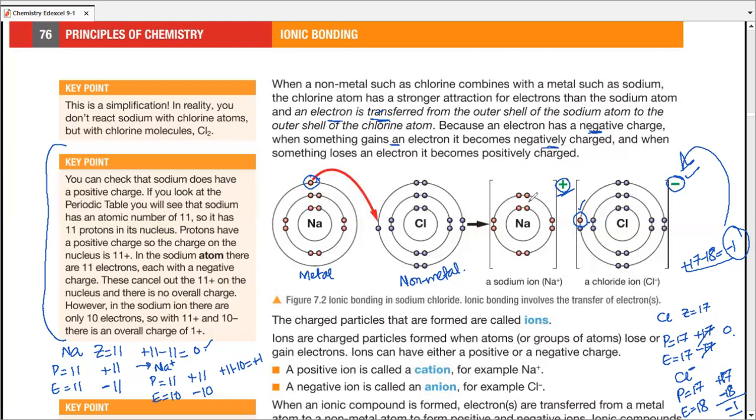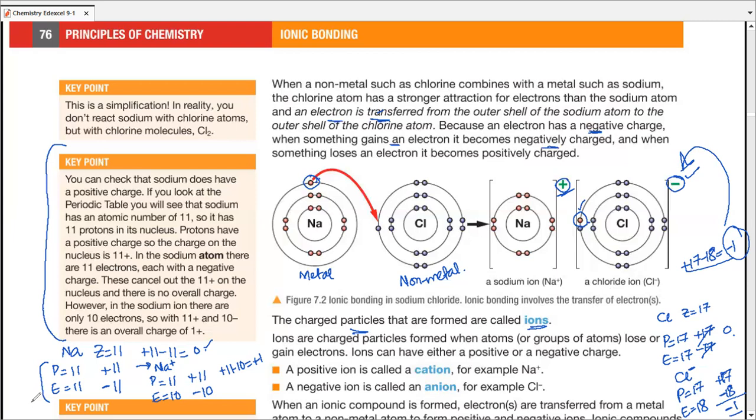All right. So the charged particles are then called ions. We don't call them atoms. Remember, the very basic stuff about an atom is that it has an equal number of protons and electrons. Ions can never have an equal number of protons and electrons. Ions always have an imbalance.